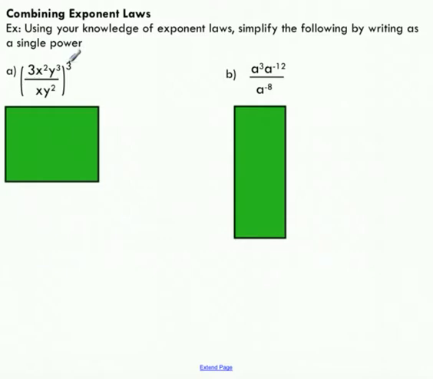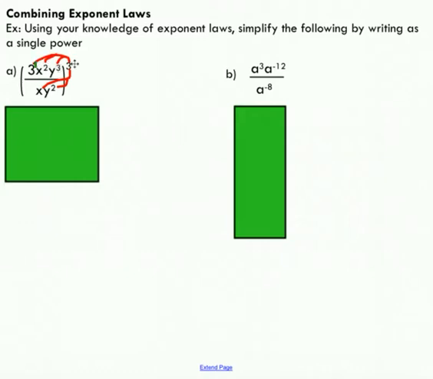This one has a lot of stuff going on. I'm going to think about my power of a power rule, and I know that this applies to everything inside the brackets. So I'm going to multiply all of my exponents by 3, and that includes the exponent on this 3. Remember, there is a 1 exponent hidden here, so this is 3 to the power of 1. So I'm going to multiply all my exponents by 3.